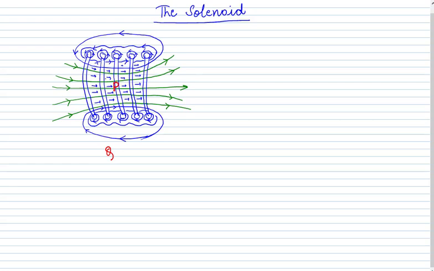And the field inside the solenoid is everywhere parallel to the axis. Since it has symmetry, we can draw any Amperian loop. So let us draw an Amperian loop for this solenoid.